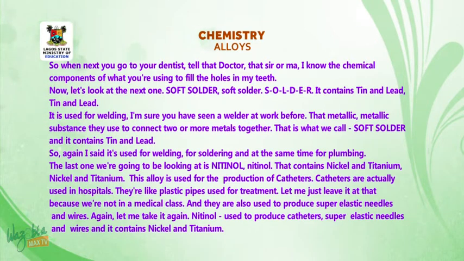The last one we are going to be looking at is nitinol. That contains nickel and titanium. This alloy is used for the production of catheters. Catheters are actually used in hospitals. They are like plastic pipes used for treatment. Let me just leave it at that because we are not in a medical class. And they are also used to produce super elastic needles and wires. Again, let me take it again. Nitinol, used to produce catheters, super elastic needles and wires, and it contains nickel and titanium.